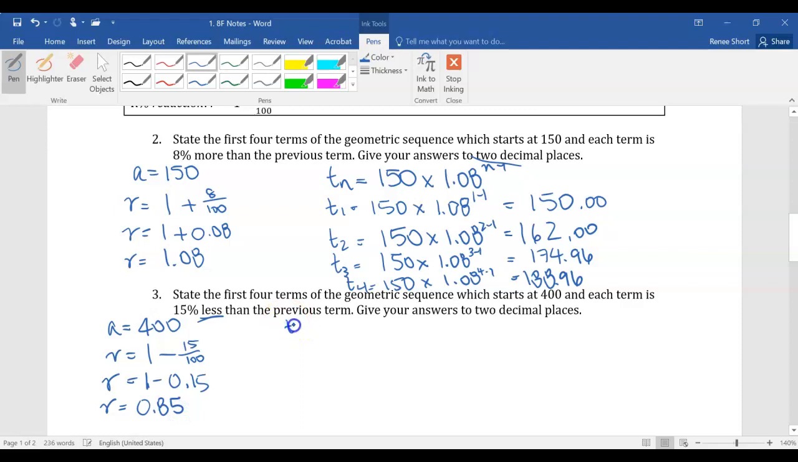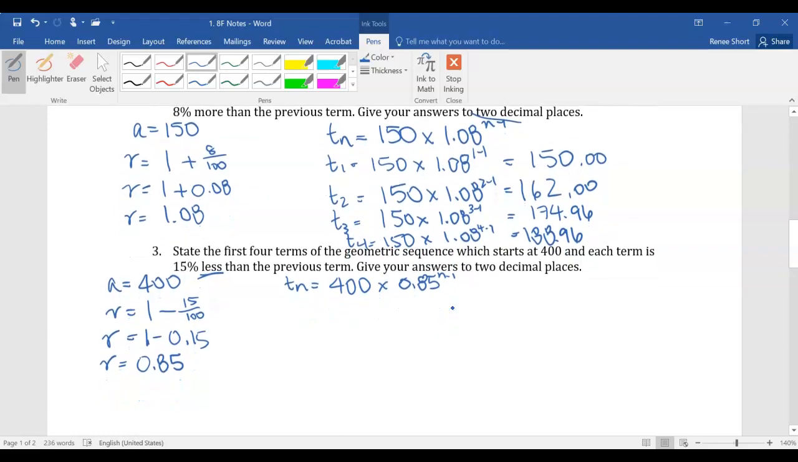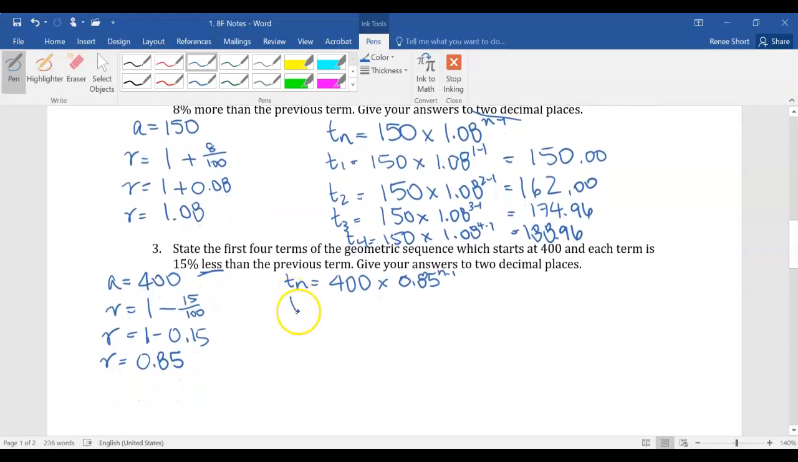So when I'm writing my rule this time, Tn equals 400, that's my initial term, times 0.85 to the power of n minus 1. And because that r value, remember, is between 0 and 1, I'm going to have a constant decrease taking place here. And so I can substitute in to find all those terms. So I can find T1, T2, T3, T4.